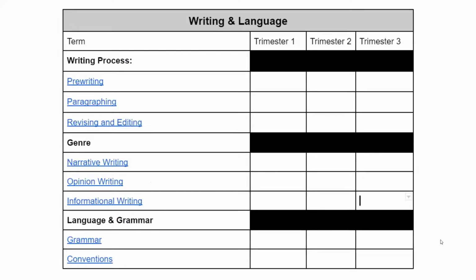Writing, I didn't gray anything out because everything might be in play the entire year, but we have writing processes, which goes through pre-writing and drafting into paragraphing and then doing revisions and editing. We'll work on narrative and opinion and informational pieces. And then of course, we'll do grammar and conventions so that when we create one of these pieces, we clean it up and it's a nice, well-written piece.